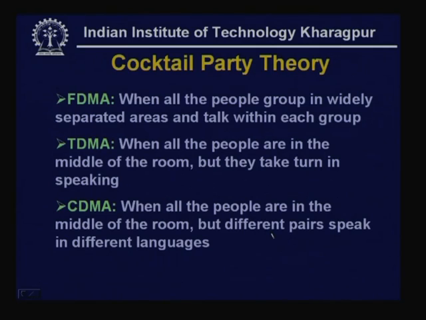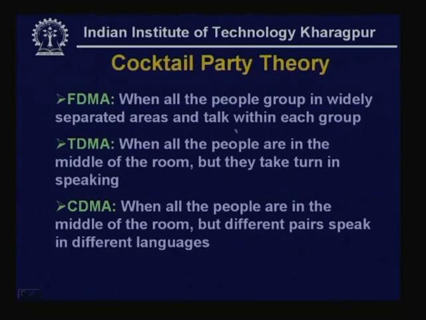The three basic approaches can be best explained with the help of a very simple cocktail party analogy. Suppose a cocktail party is going on, say the banquet dinner of a conference, in a big area, and there are three possible alternatives. In one case, all the people group in widely separated areas and talk within each group. Normally we have seen different people having different kinds of interest, forming groups in different locations of the area where the cocktail party is going on.